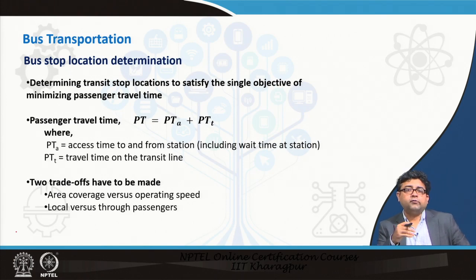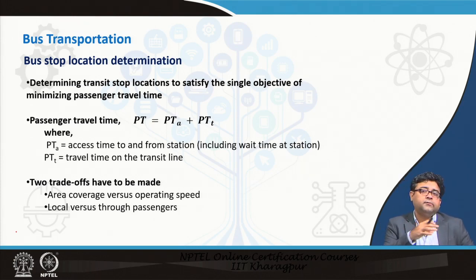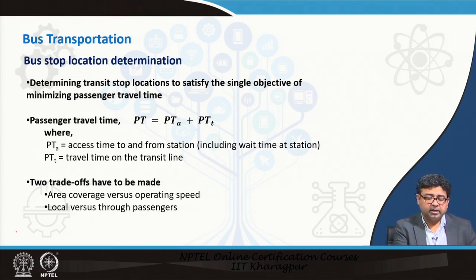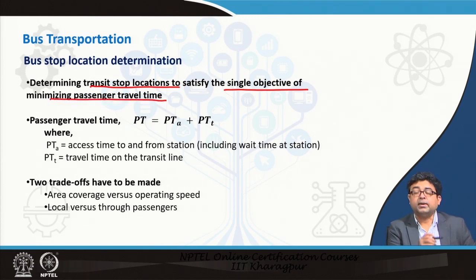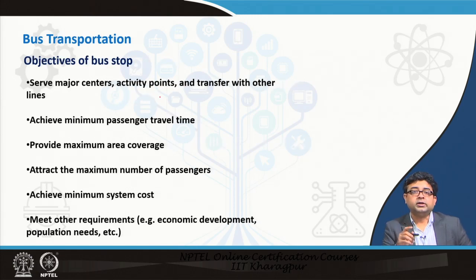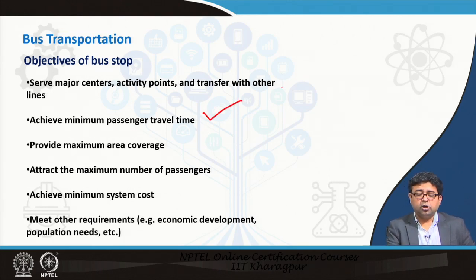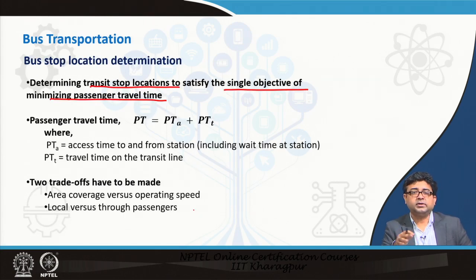So, for simplicity's sake, although you have to satisfy all of those objectives that we talked about, for the sake of developing a mathematical relationship or an equation, let us say that we are going to determine transit stop locations to satisfy just a single objective of minimizing the passenger travel time, only one objective, right. That is the only one, to minimize the passenger travel time, and we are not considering any of the others for the moment, for simplicity's sake.